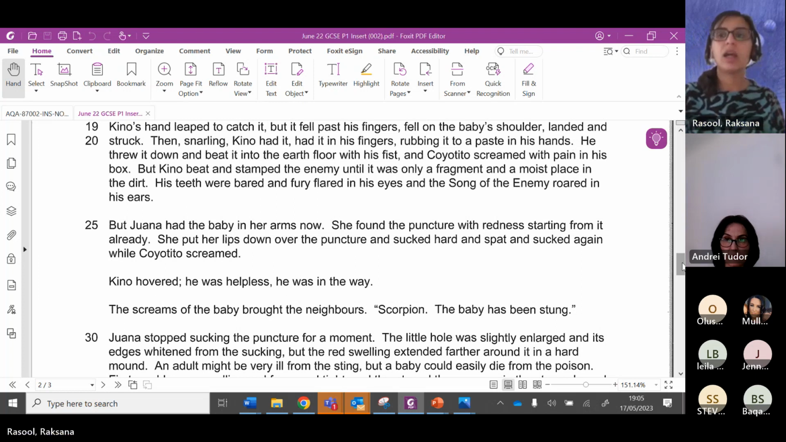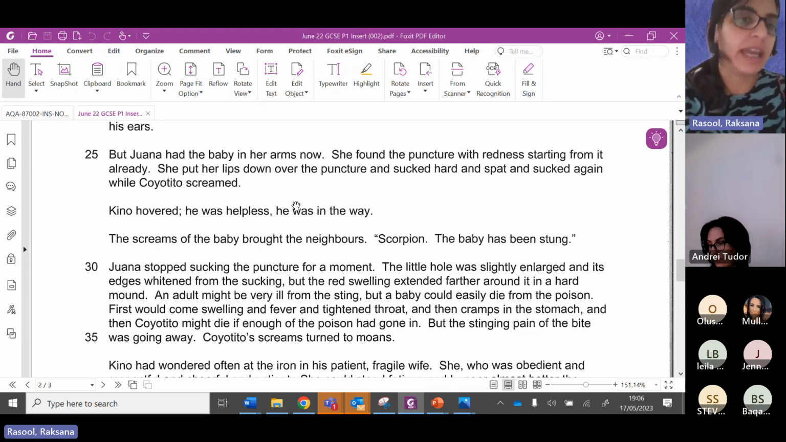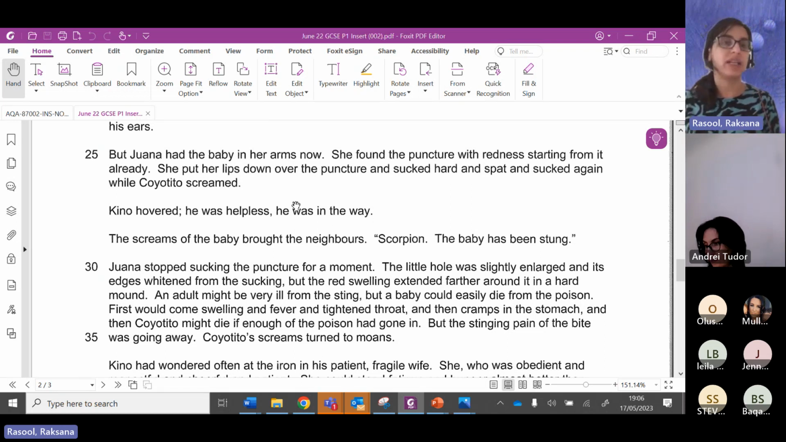However, when it comes to the baby, he does feel helpless because it says Kino hovered, he was helpless, he was in the way. And this triple of adjectives to describe how he's feeling really emphasizes that it's now Juana who is in charge. And actually from this point onwards, it's okay to say that he appears to be more unhelpful here. Okay, once he's done his protective fatherly role and killed that scorpion, it's Juana who takes charge.